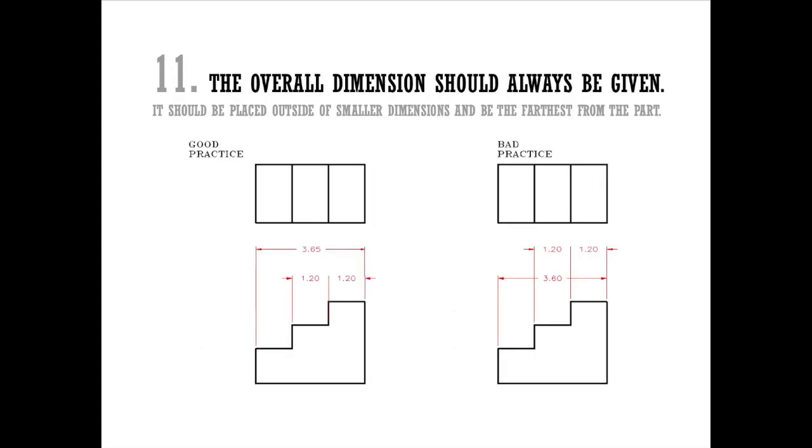Rule number 11, the overall dimension should always be given. Like I said in the previous rule, it will be furthest away from the object. However, when deciding which dimensions are redundant, you always want to make sure the overall dimension should remain. So when deciding that some of these dimensions are not necessary, eliminate one of the smaller dimensions, not the overall.